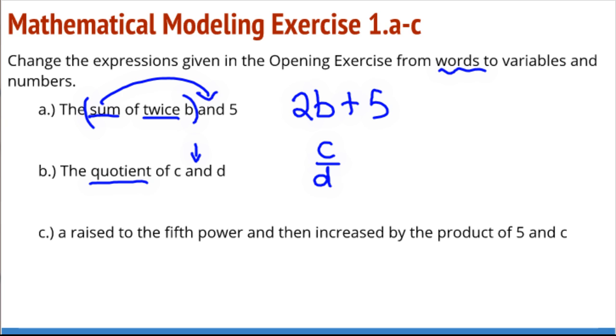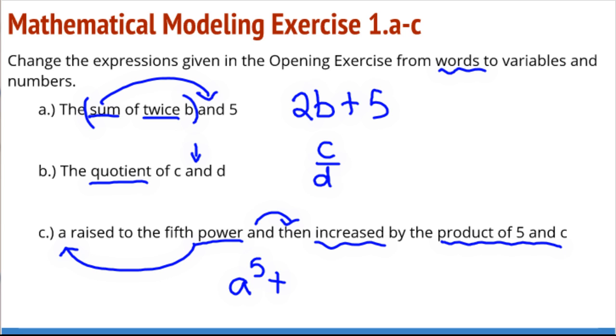All right, I have A raised to the fifth power. So the fifth power is going to be with the A here. A raised to the fifth power. And then I have a reading word here, so I have an order. First I'll raise to the fifth power, and then I will increase it. And I'm going to increase it by the product of 5 and C. So I need to be multiplying the 5 and C. So A to the fifth plus the product of 5 and C.